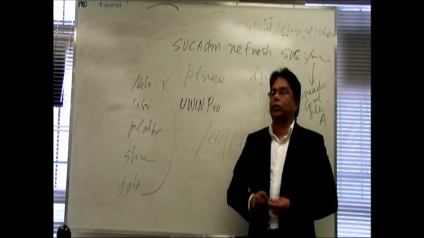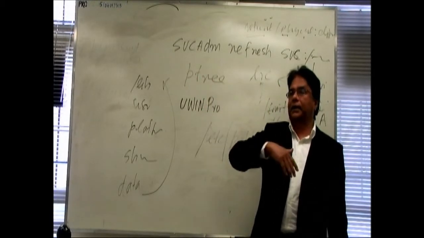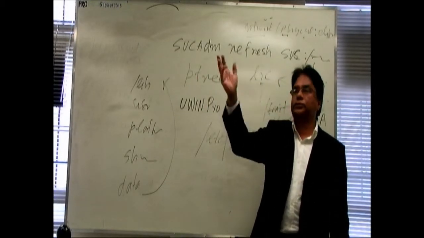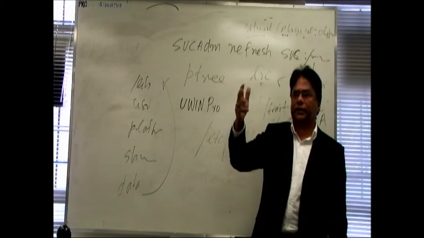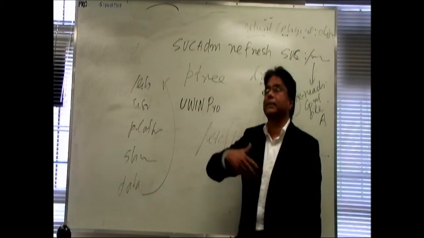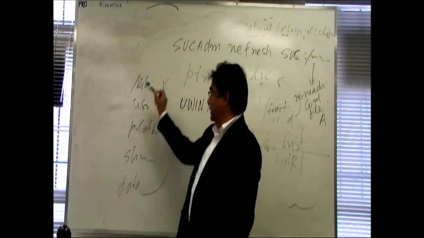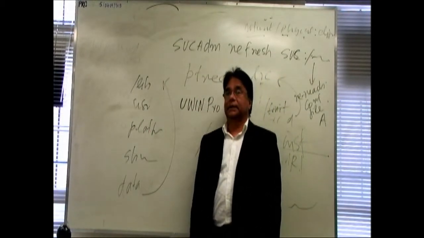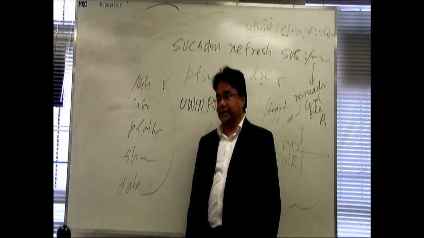How do I make a full root zone? What do you call it, the sparse root zone and the full root zone? How will I make the full root zone? I will remove all the inheritance.